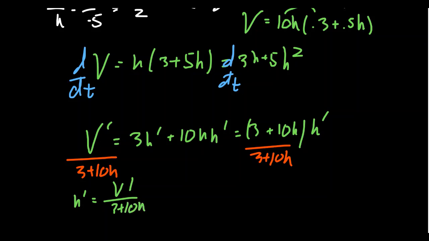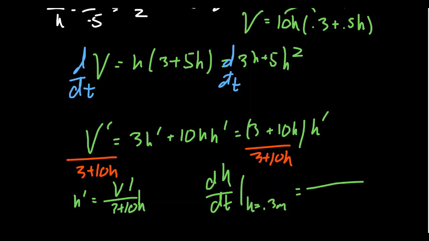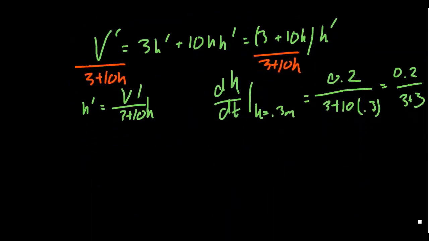All right, so we aren't after any old h prime. We're after a specific h prime. We need to find the derivative of h with respect to time when the height, remember, was 30 centimeters. But we need the units to be consistent, so we'll actually do 0.3 meters in this situation. So then, remember the change of volume was 0.2 cubic meters per minute, so we're going to get 0.2 on top. You get 3 plus 10 times the 0.3. And now just try to simplify this thing. You get 0.2 over 3 plus 3. 3 plus 3, of course, is a 6.